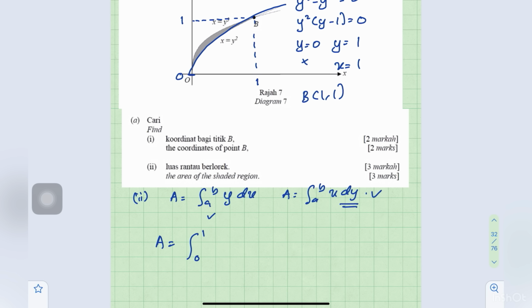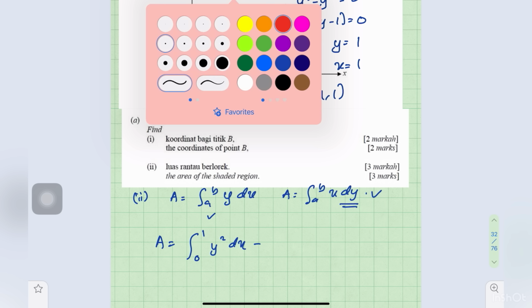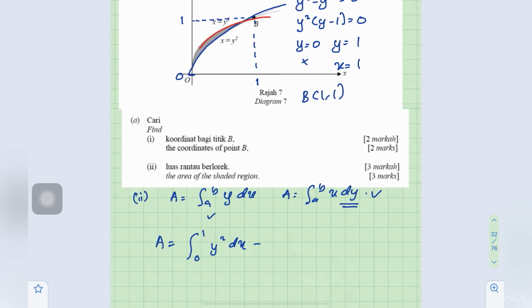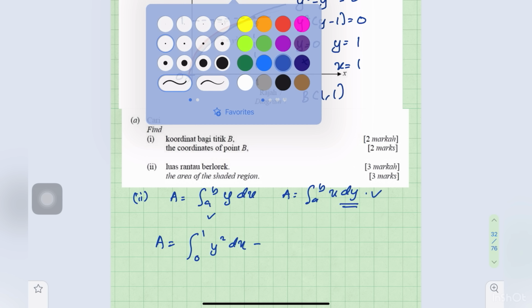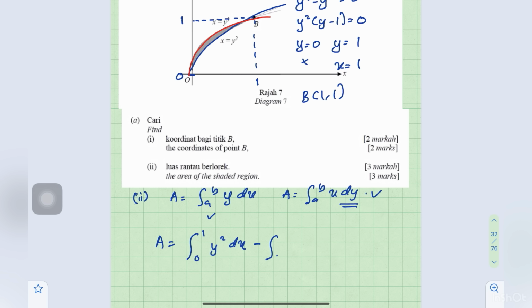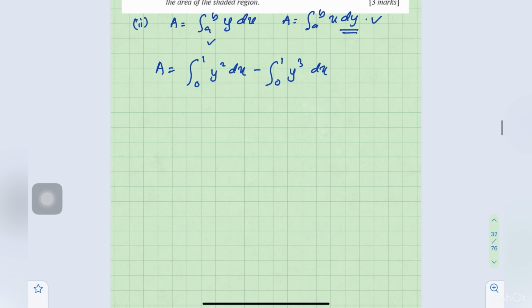Okay, so that curve is x equals to y squared. So y squared dy, minus the other one, this curve. Then minus, lower limit 0, upper limit 1, tapi dia punya x is y cube. Okay, y cube dy. Then kita integrate lah. We will get y cube over 3, minus integrate y cube, y to the 4 over 4.